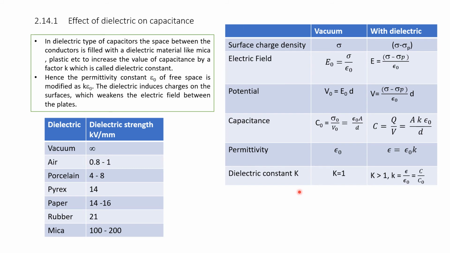Dielectric constant K is equal to 1 for vacuum and K is greater than 1 for a dielectric. Therefore, K is equal to epsilon by epsilon naught. I repeat, K is equal to epsilon by epsilon naught, that is equal to C by C naught. So, a dielectric increases the capacitance, but the electric field gets reduced inside. The potential also gets reduced.